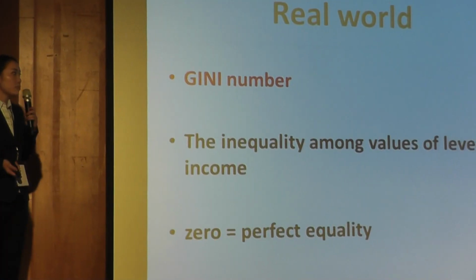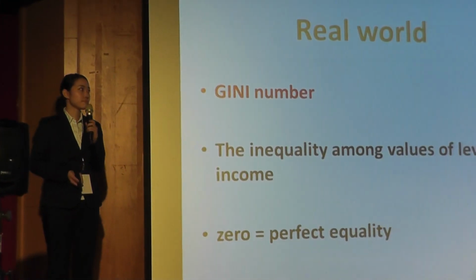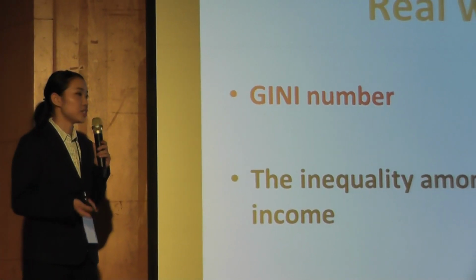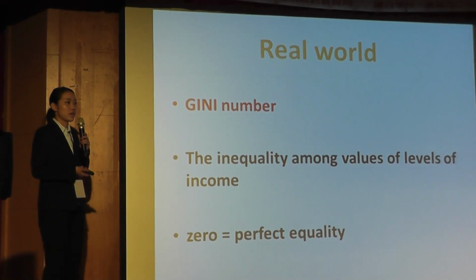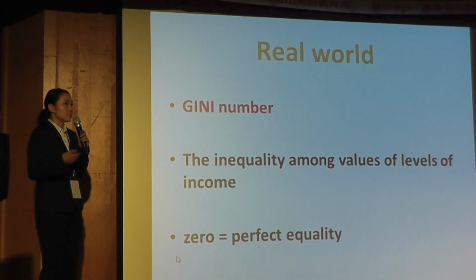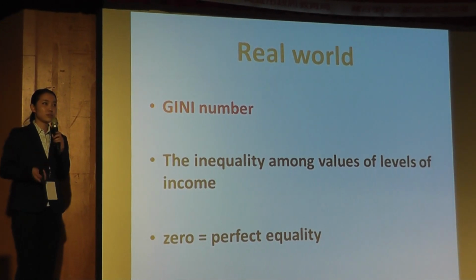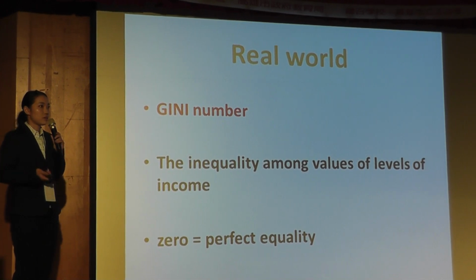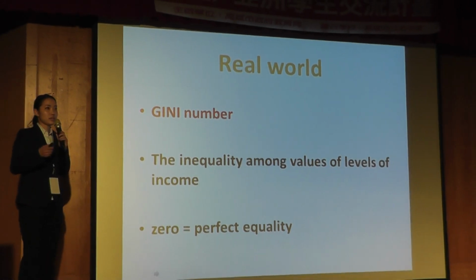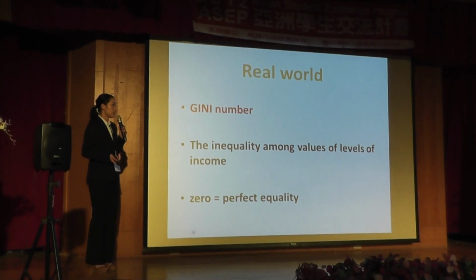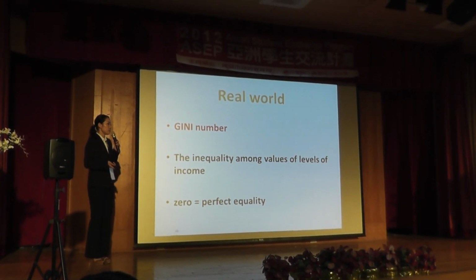Okay, next. Have you ever heard of the Gini number? It's also known as the Gini coefficient or Gini ratio. It is a measure of the equality among the values of a frequency distribution, like the levels of income. A Gini number of 0 expresses exactly equal. For example, the Gini number of country A is 0. The people have exactly equal income in country A. On the other hand, a Gini number of 1 expresses totally unequal.